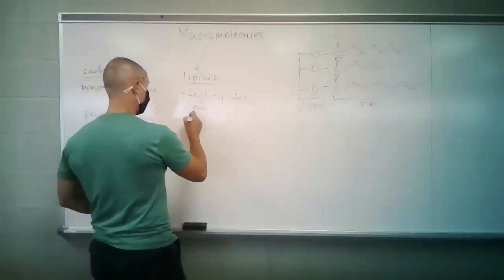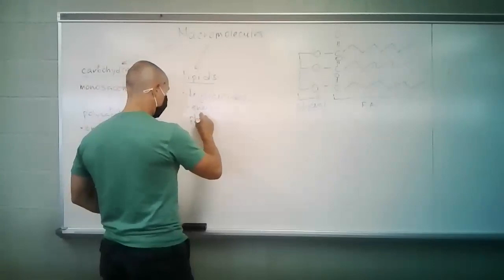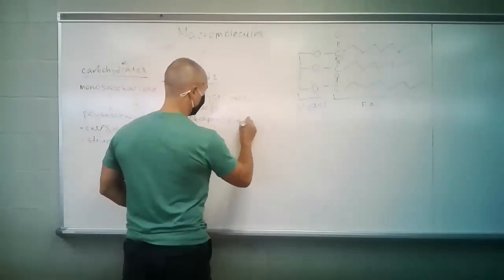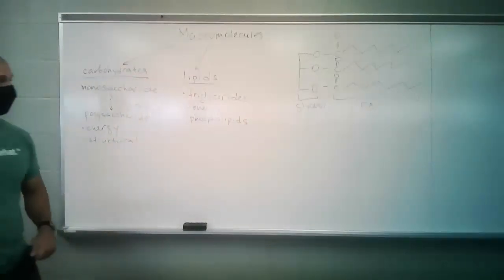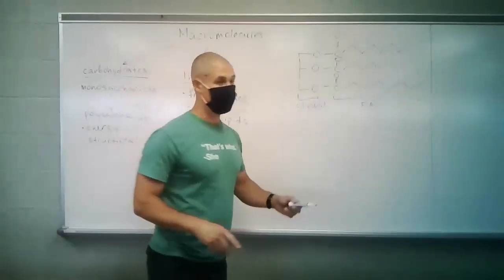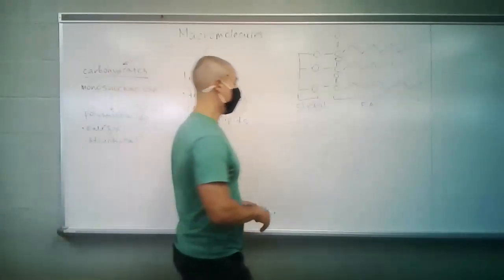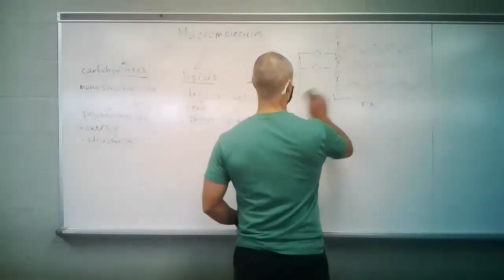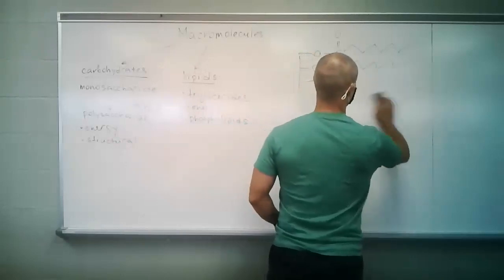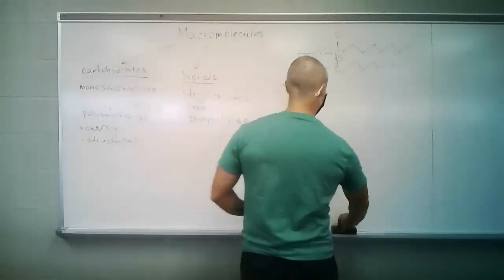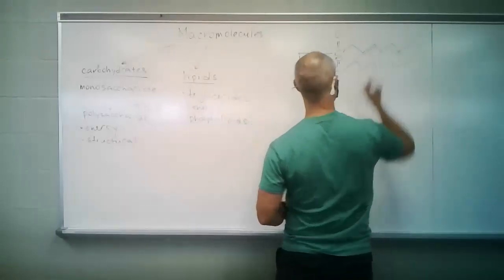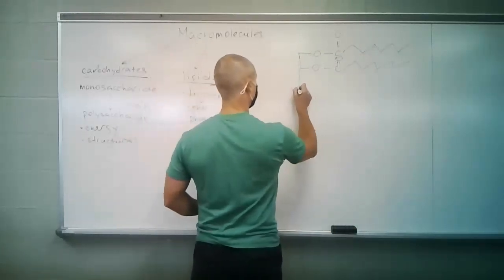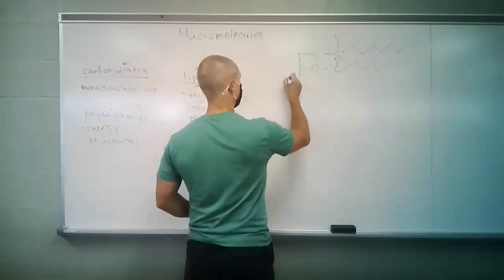The next one is phospholipids. So the structure of the phospholipid will be somewhat similar to what you see here, with one little difference. First of all, one of these will be an unsaturated fatty acid. And then here, sorry, no.